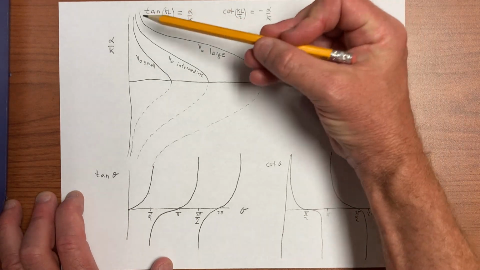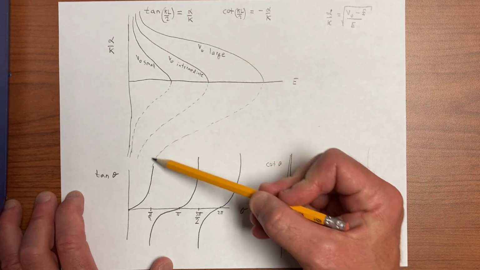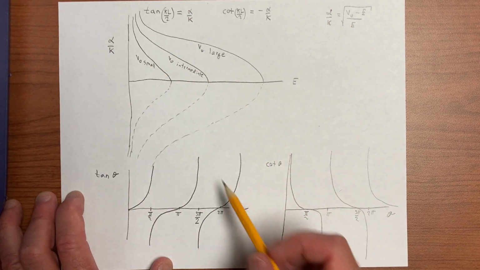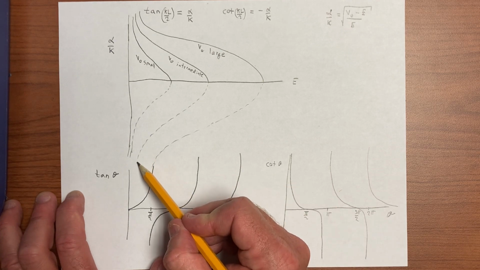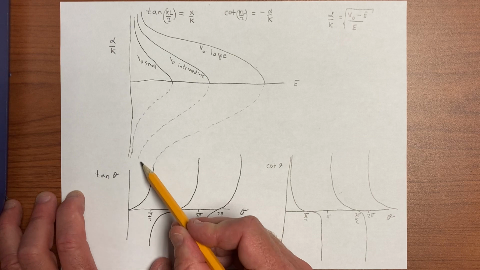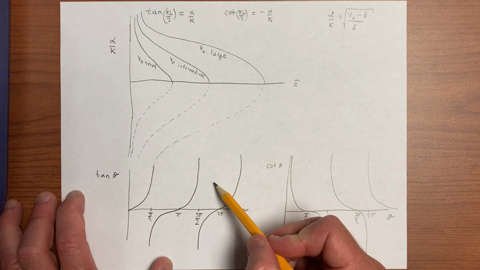So notice that the greater we make V naught, the more places we have for intersection, the more bound states we have. The lower V naught is, the fewer intersections we have. So if we take this curve and bring it onto this one, if we lower V naught enough, we only have one point of intersection, something like that. The greater V naught is, the more intersection points we'll have.